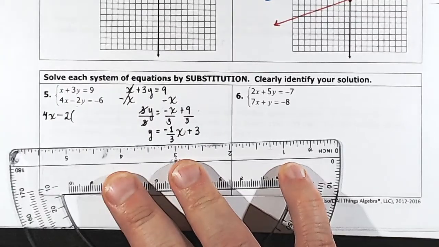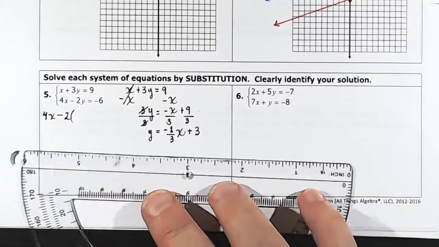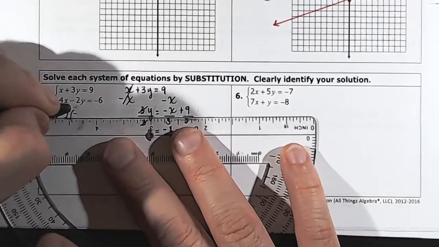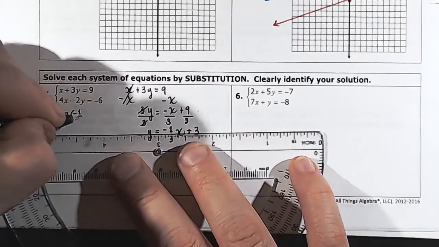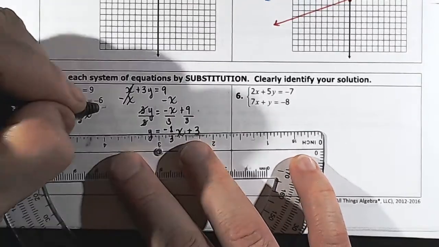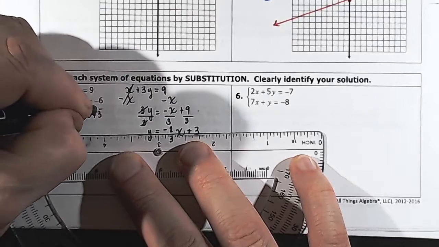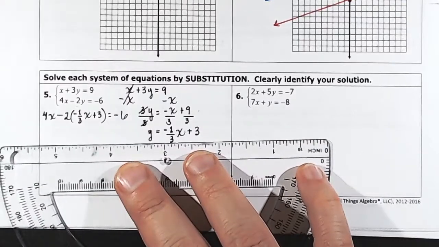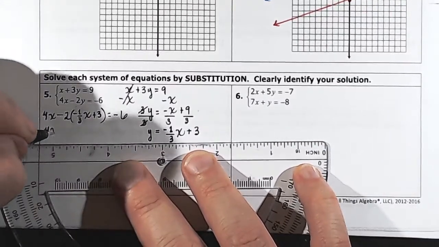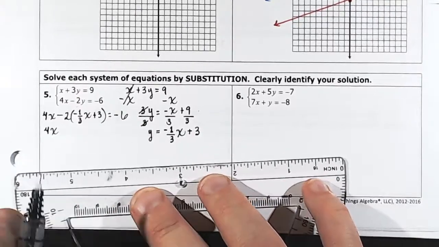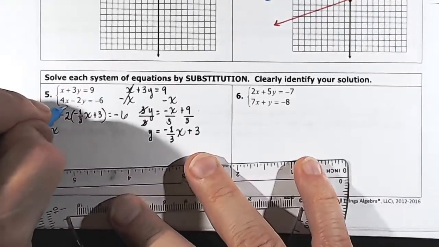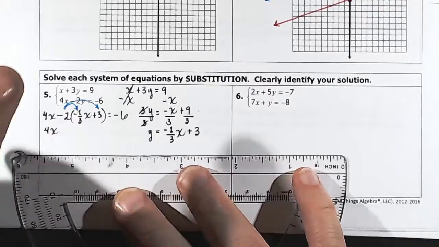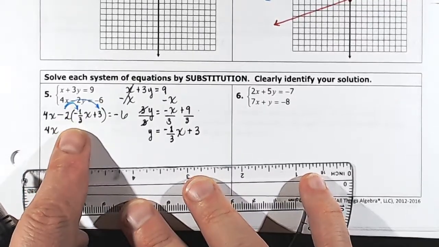Okay, so we're going to write 4x minus 2 and then open parentheses, and we're going to plug in this negative 1/3 x plus 3, close parentheses, equals negative 6. Okay, so I have 4x. And now I have to distribute multiply this negative 2 through every term in the parentheses. So that's negative 2 times negative 1/3.